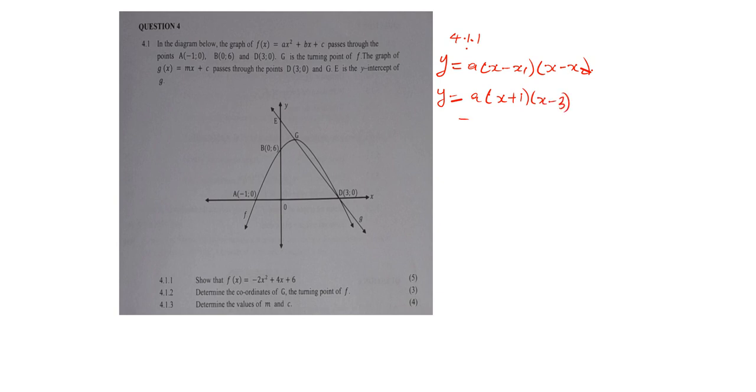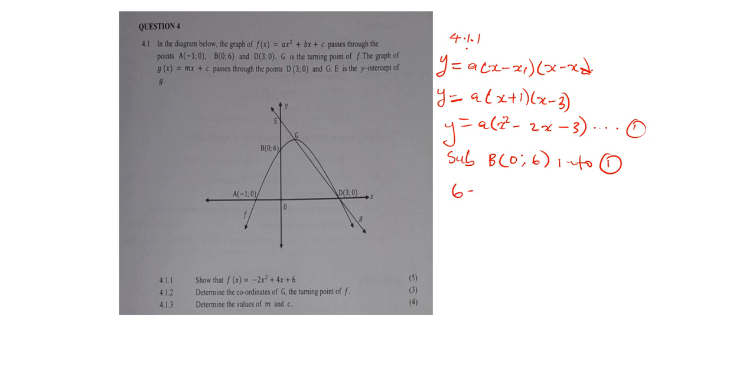So from this you'll have a into x squared minus 2x minus 3. You call this equation number 1. Then you substitute a point that you can find along that graph. Let's substitute B, which is (0, 6). We substitute it inside equation number 1.